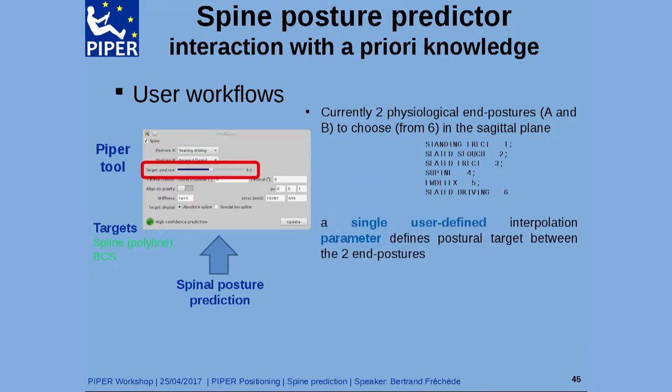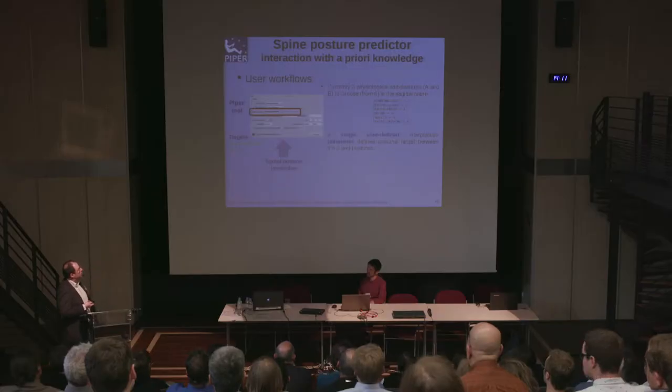Then, as a user, I can choose a single user-defined interpolation parameter, which is called a target posture, which is just a percentage of transformation between posture A and B. You can go between -20% to 120%. And that defines the postural target between the two end postures.